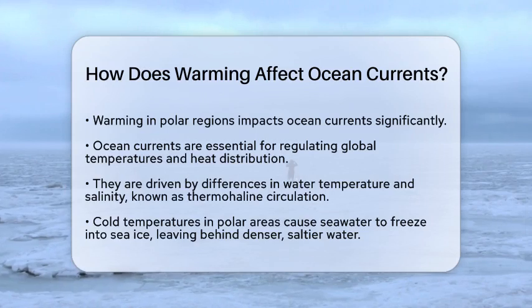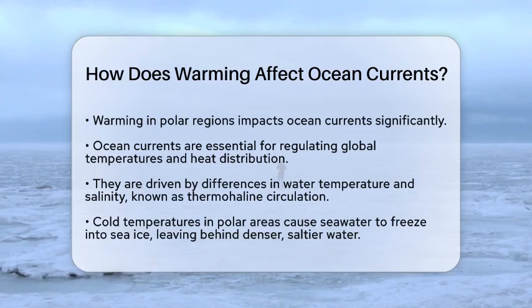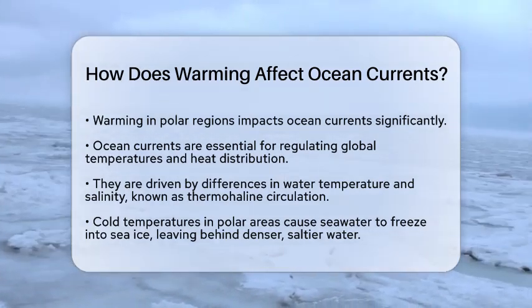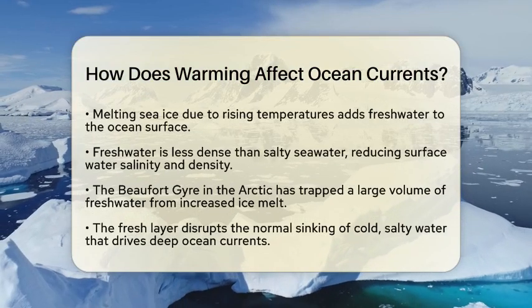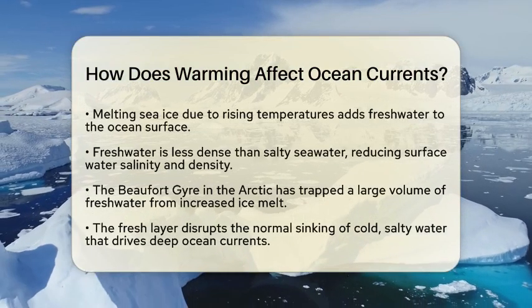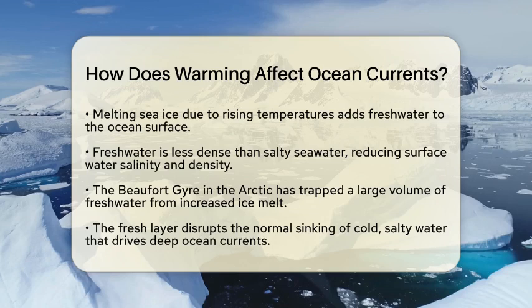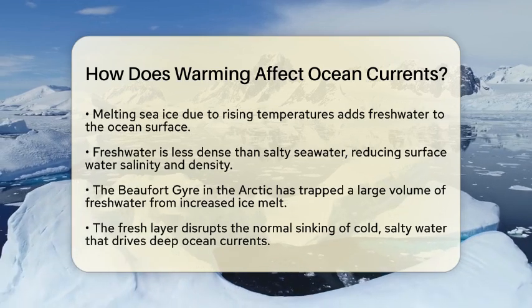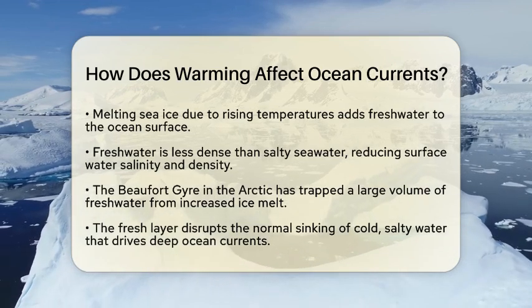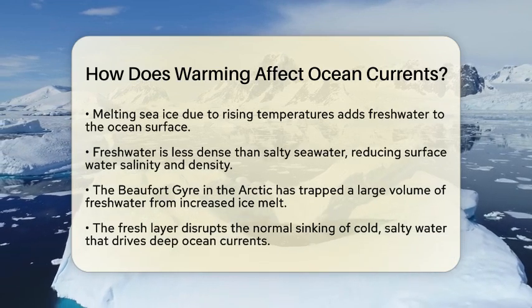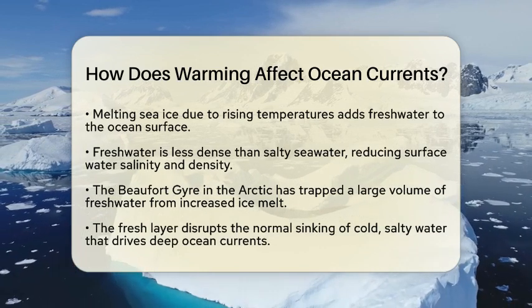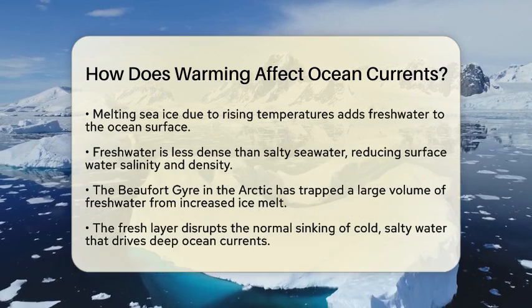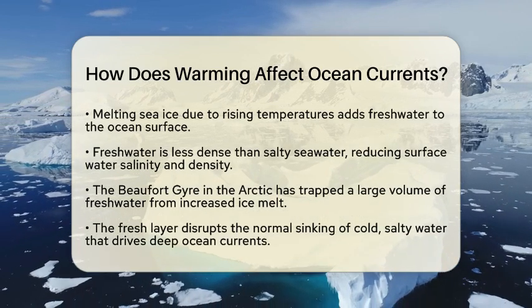One major change is the melting of sea ice. As temperatures rise, more sea ice melts, adding large amounts of fresh water to the ocean's surface. Fresh water is less dense than salty seawater, which reduces the salinity and density of surface waters. For example, in the Arctic, the Beaufort Gyre has trapped nearly twice the volume of Lake Michigan in freshwater due to increased ice melt. This freshwater layer floats on top of saltier water, disrupting the normal sinking of cold, salty water that drives deep currents.